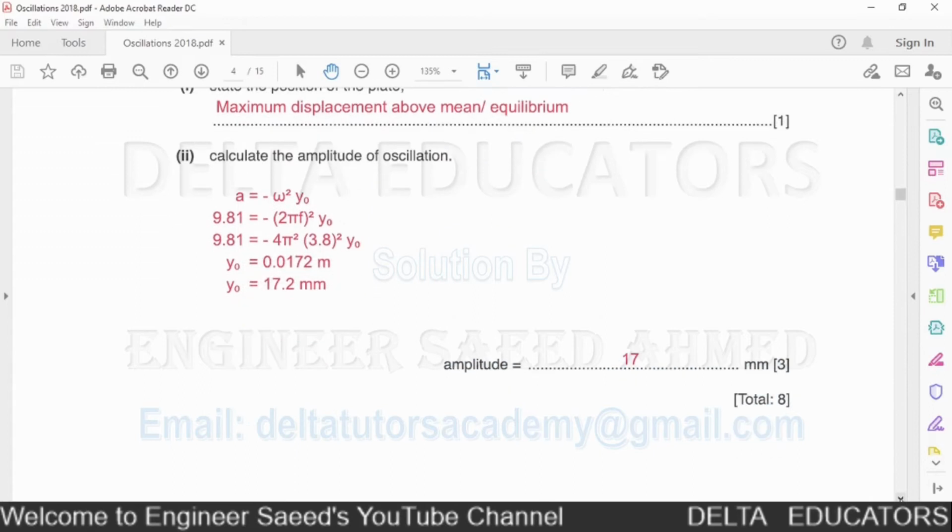So here the amplitude is 0.0172 meters. But here the answer we have to give in millimeters. That's why we have to convert this meter into millimeter. To convert into millimeter, we have to multiply this by 1000. When we multiply 0.0172 by 1000, we get 17.2 millimeters. So in millimeters, the amplitude is 17.